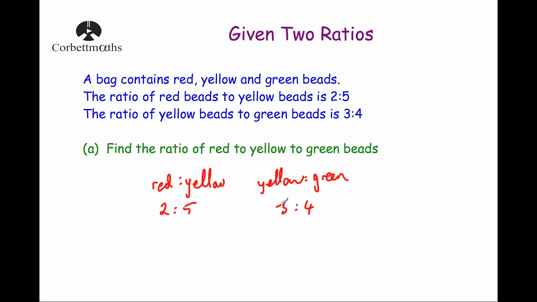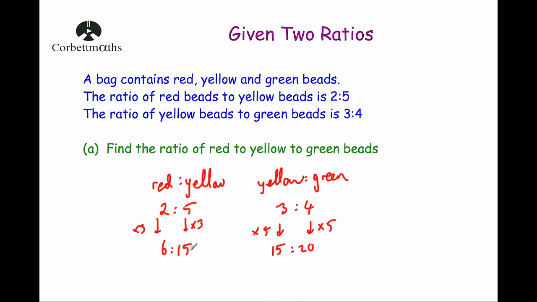So we've got 5 here, we've got 3 here. So we're going to find the lowest common multiple of those numbers. The lowest common multiple of 3 and 5 is 15. So we want to find two ratios with 15 representing the number of yellow beads. For this ratio, we're going to times both of the numbers by 3, which gives us 6 to 15. And for this ratio, we're going to times both of the numbers by 5, which gives us 15 to 20.